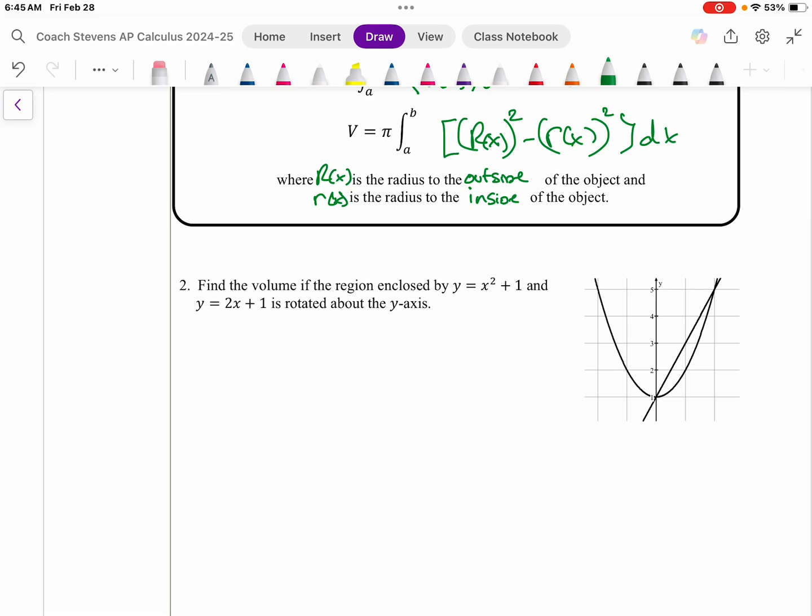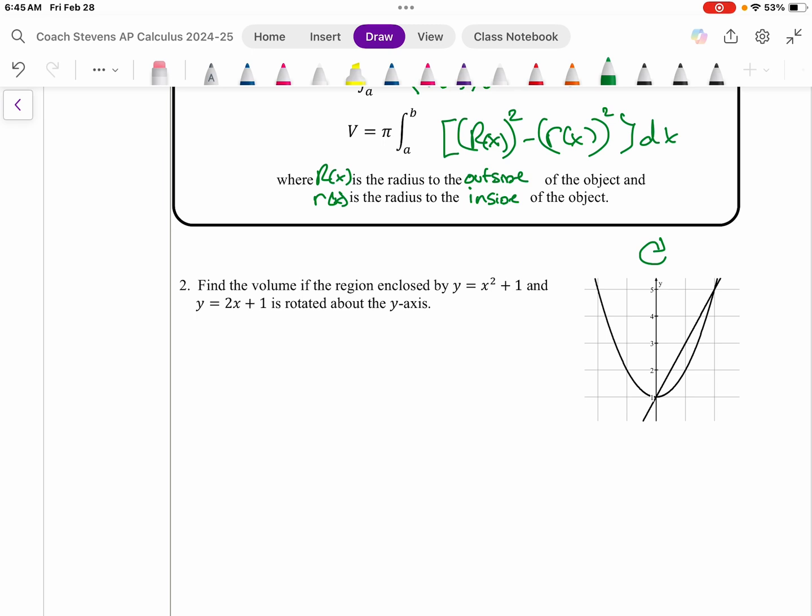So here's an example we get to run through. It says find the volume of the region enclosed by y equals x squared plus 1 and y equals 2x plus 1, rotated about the y-axis. All right, fantastic. So I'm rotating about the y-axis, which reminds me that I need y as the variable. I need to get these equations in terms of x equals when I get all set up.